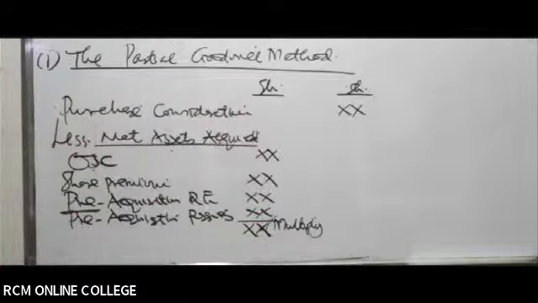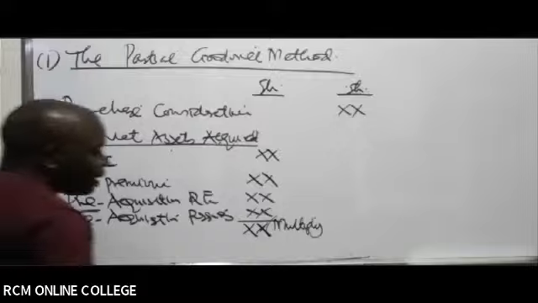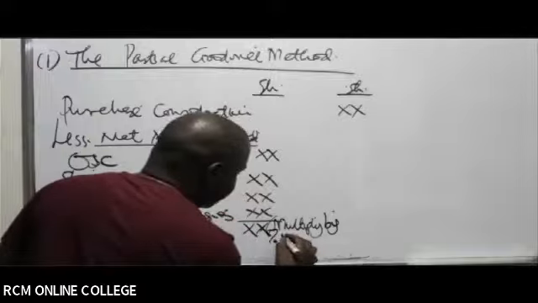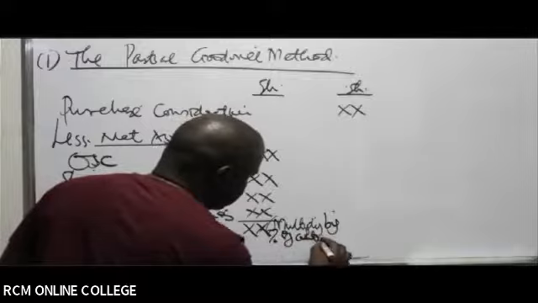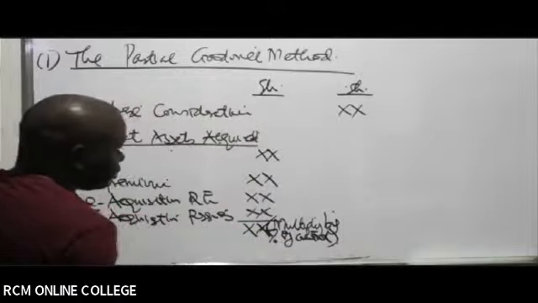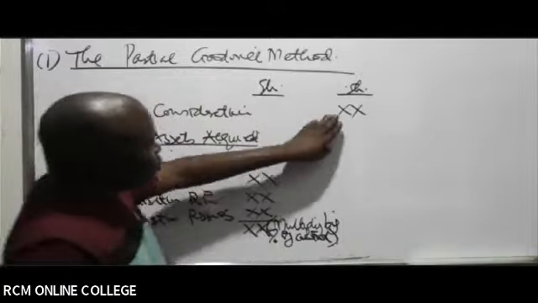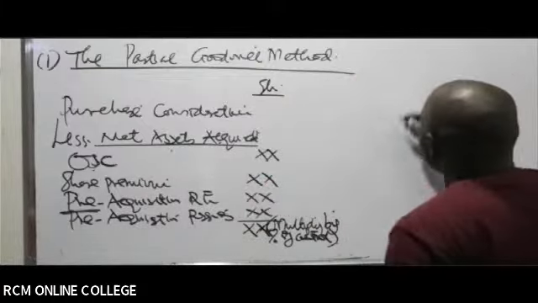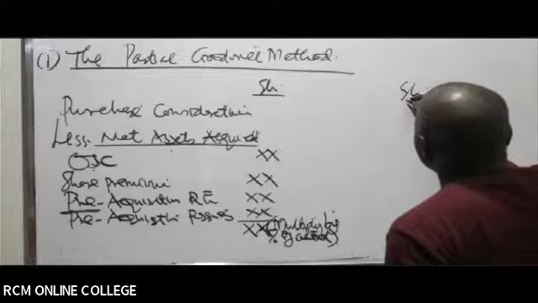It is not full goodwill. You're not considering the goodwill of the subsidiary. So you multiply by the percentage of control. Hope you've put the bracket there, then you can squeeze it. I would have put this a bit far away here so that you could see.